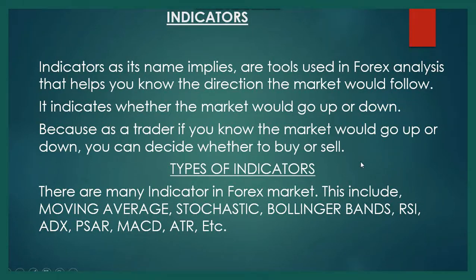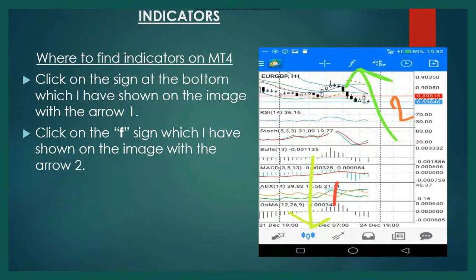Types of indicators. There are many indicators in the forex market. These include moving average, stochastic, Bollinger bands, RSI, ADX, PSAR, MACD, ATR, and many more. Where to find indicators on MT4?